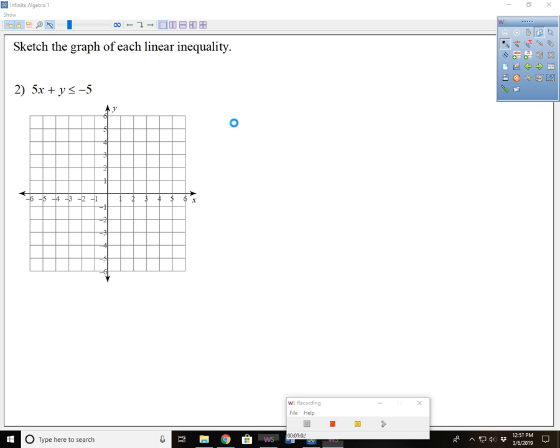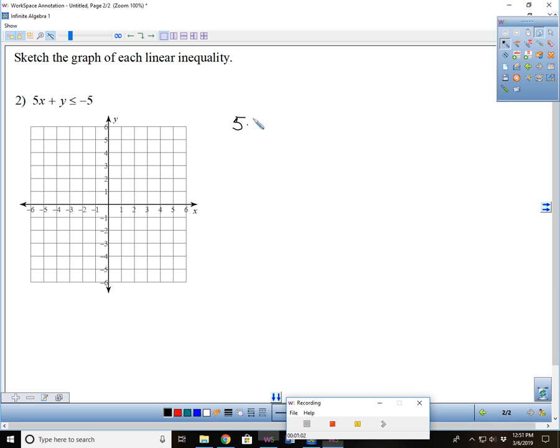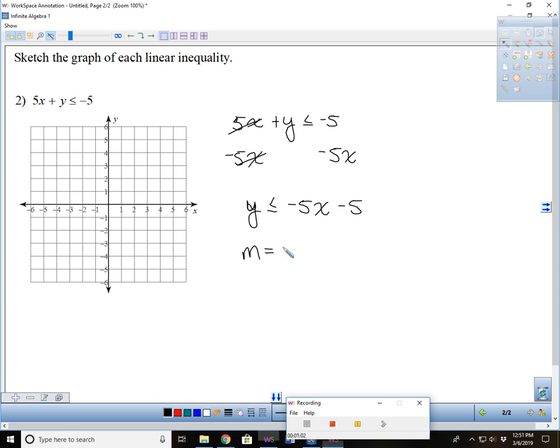Number 2. So 5x plus y is less than or equal to negative 5. So I'm going to solve for y by subtracting 5x. And remember, every time you move that x over there, you want it to stay in slope-intercept format, so keep that x in front. So you have a negative 5x, and then your 5 up here is negative. And now y is by itself. So identify your slope. That's negative 5, and then to make it a fraction, we put it over 1. And then your y-intercept is negative 5.